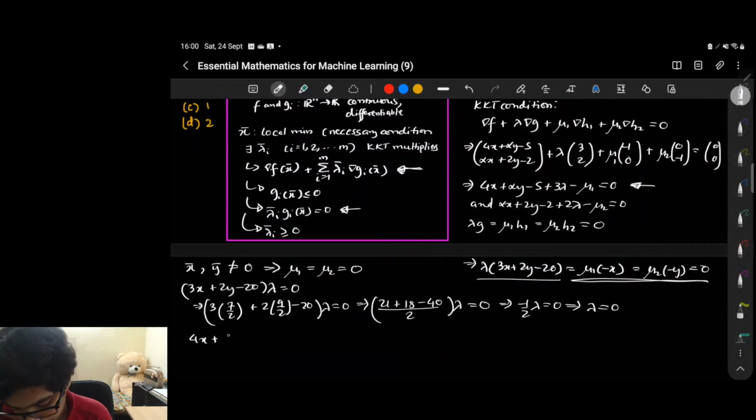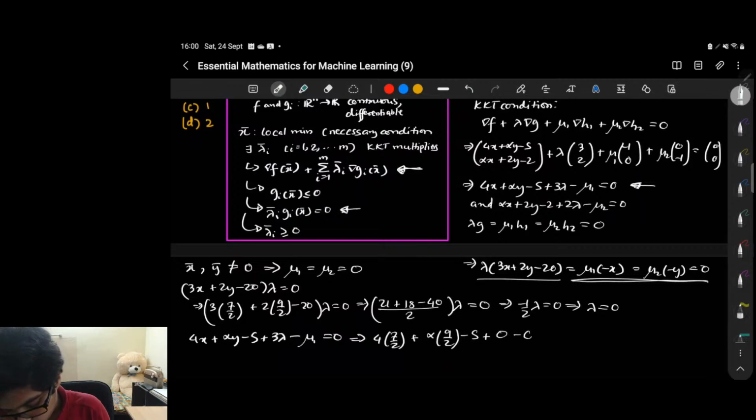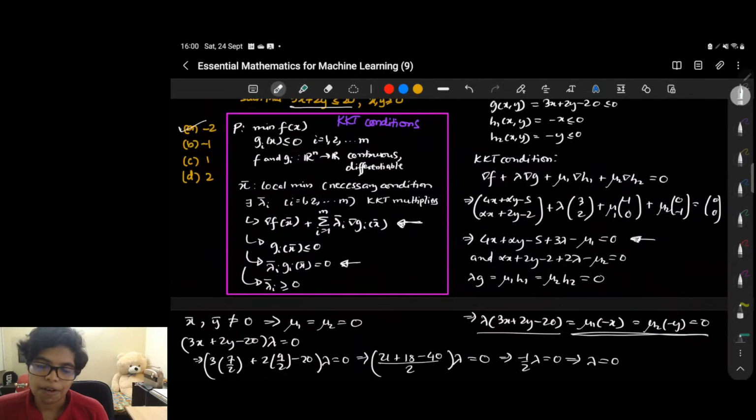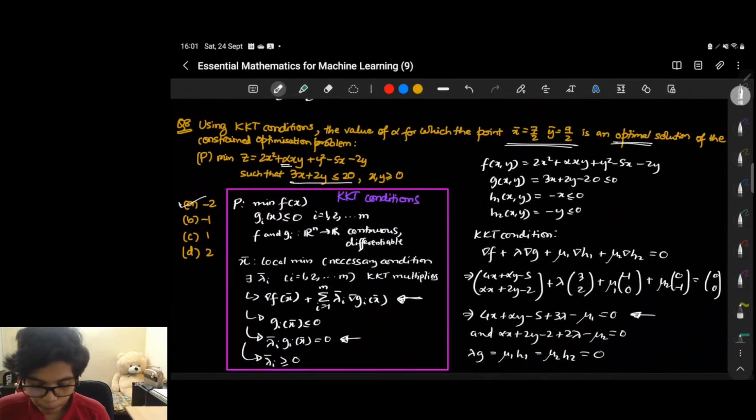So 4x plus alpha y minus 5 plus 3 lambda minus mu1 is equal to 0. So this implies 4 times x is what? 7 by 2, the optimal point. Alpha times y is 9 by 2 from the optimal point. Lambda is 0 and mu1 is also 0. So this gives me that alpha is negative of 2. So the correct option is option A, the value of alpha for which this point is optimal point.